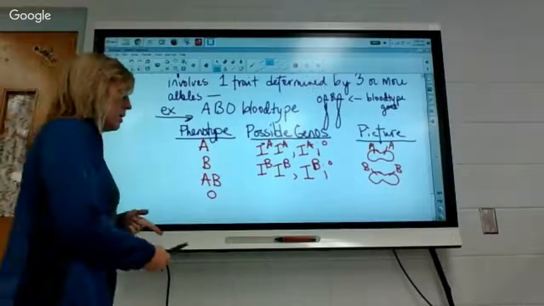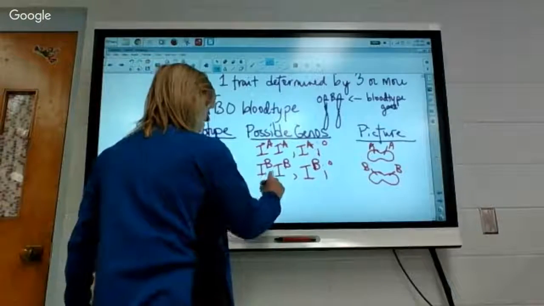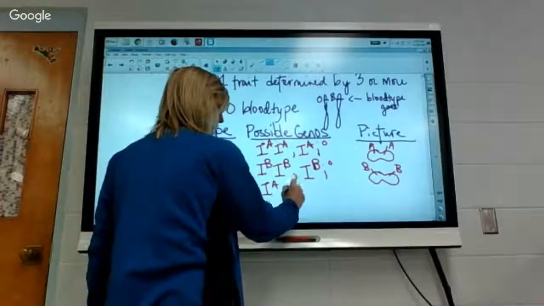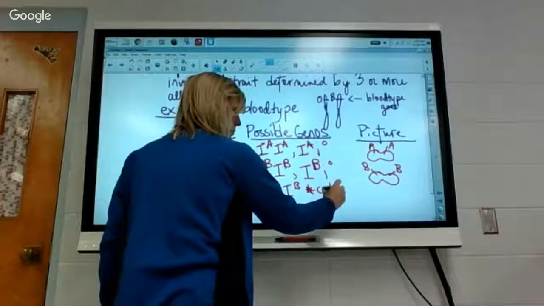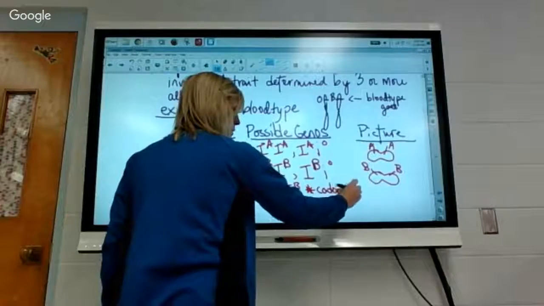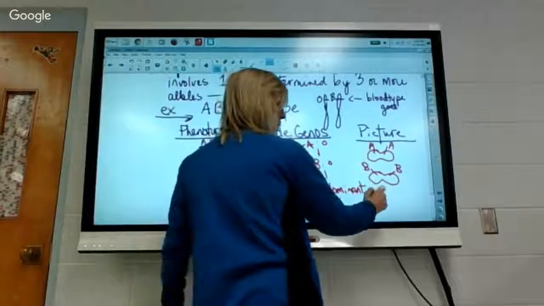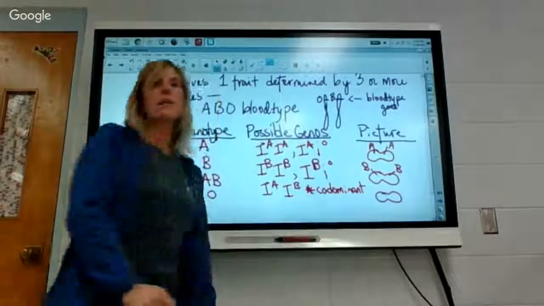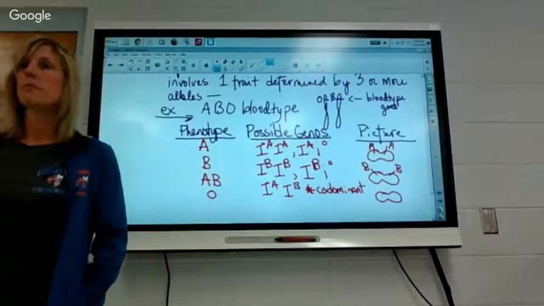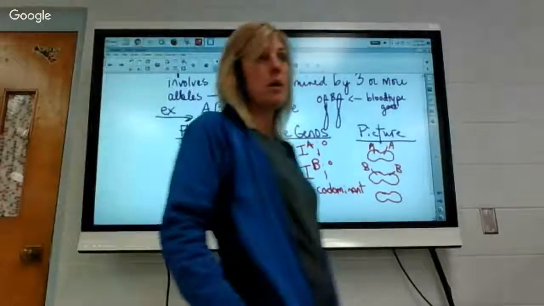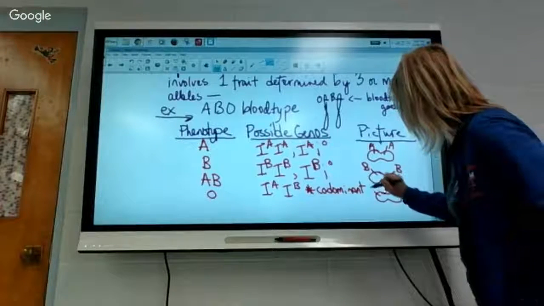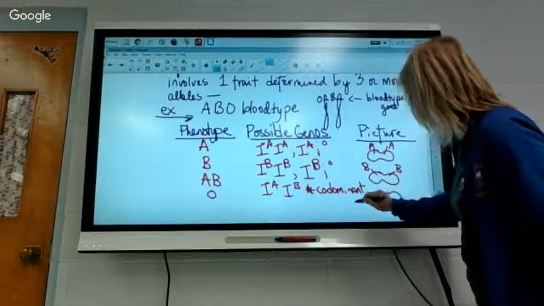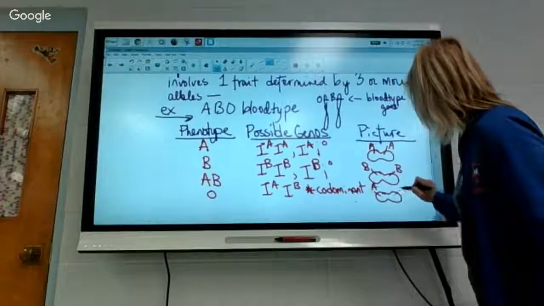So AB is pretty simple because we said it's one of each. And this is called codominant. One's not dominant over the other. So what would the markers look like on that? You have some of both, or you'd have an equal number. So you've got A, B.